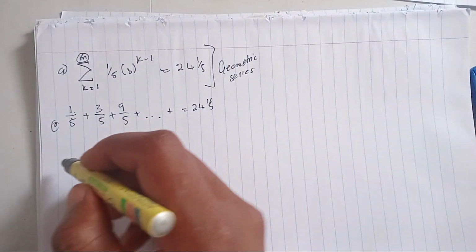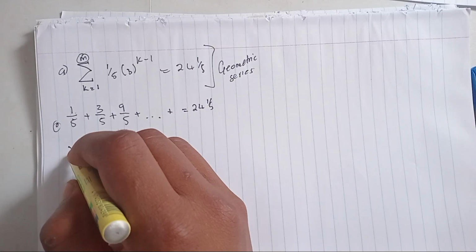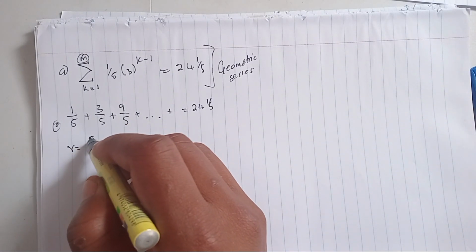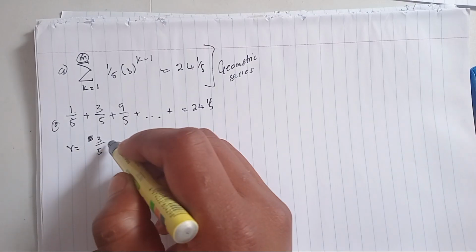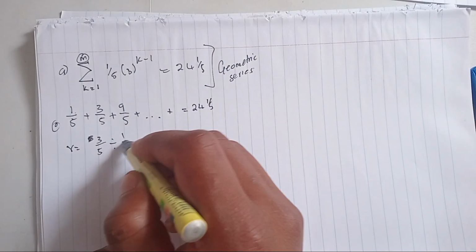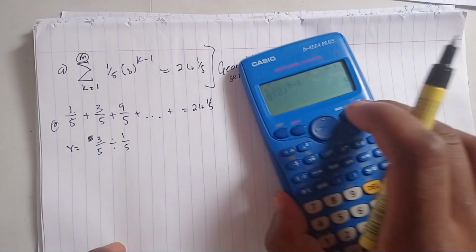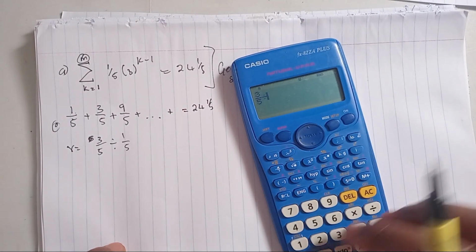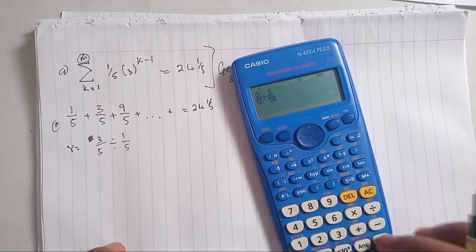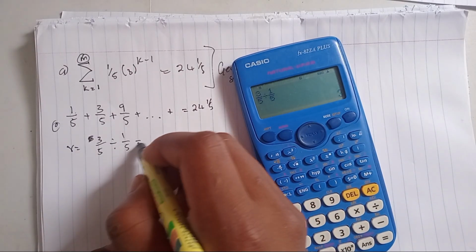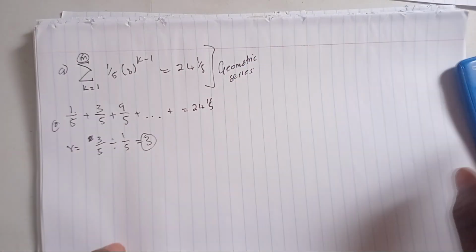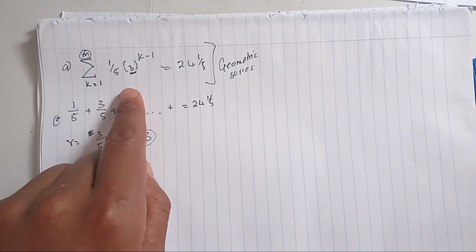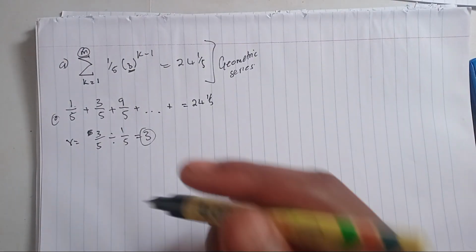So now we have to find the common ratio. The common ratio will be 3 over 5 divided by 1 over 5. We click that into the calculator: 3 over 5 divided by 1 over 5. We get 3. It means that our common ratio is 3. In most cases it will be written like this, in brackets.